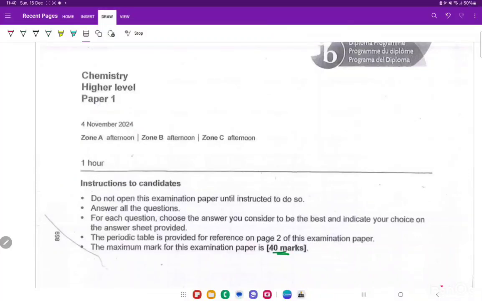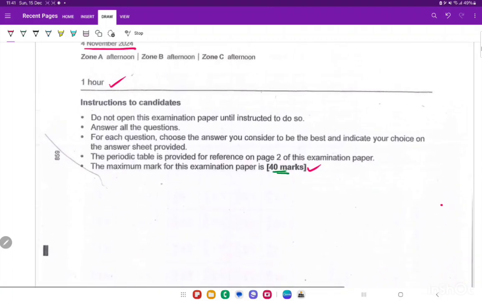Hello everyone. Today we are going to do Chemistry Higher Level Paper 1, which was on 4th November. In the Indian subcontinent, it was on 4th November. And this is the last paper of the old course, since the course has been changed from 2025 onwards. This paper has 40 questions and 40 marks, the same pattern as from 2016: 1 hour, 40 questions.